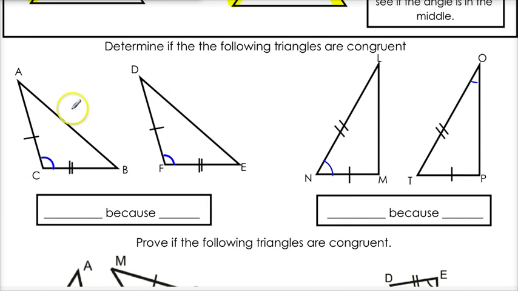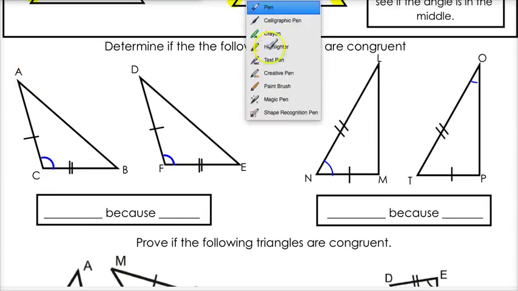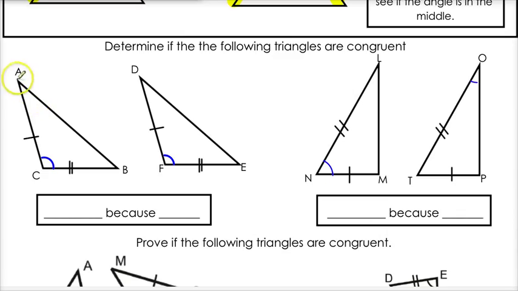Let's see if it works here. Determine if the following triangles are congruent. We have ABC and DEF, and if you look here, I'm going to take out my trusty highlighter and highlight our congruent sides. This CB is congruent to FE. So we have two congruent sides.